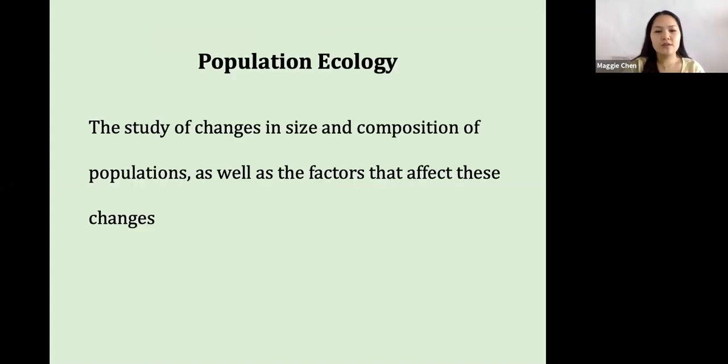First, population ecology is the study of changes in size and composition of population. So whatever we're studying, in the study area, what are the different species within our case study, and what are the different amounts of species, and how does that affect each other, as well as the factors that affect these changes. So in terms of space, resources, and all of that, how does that change our population?